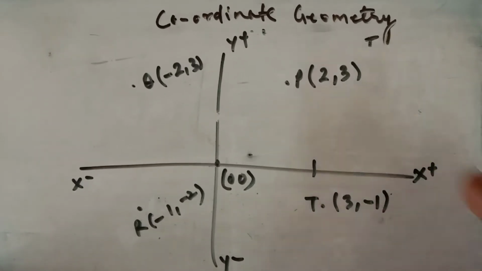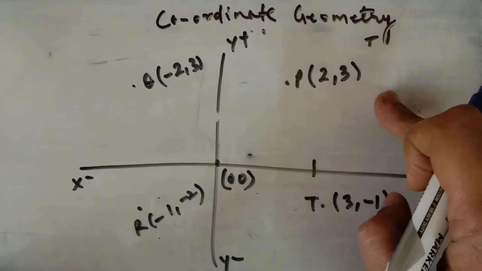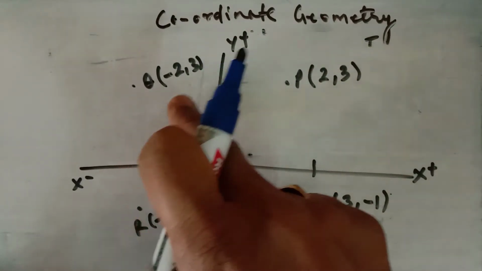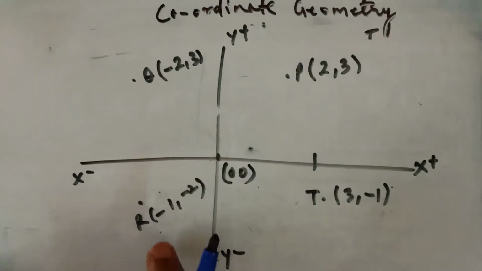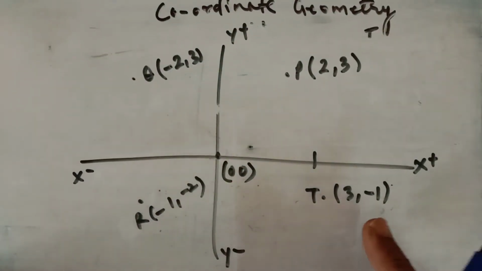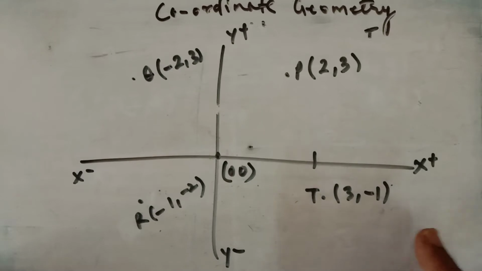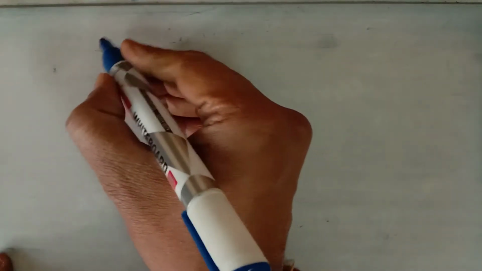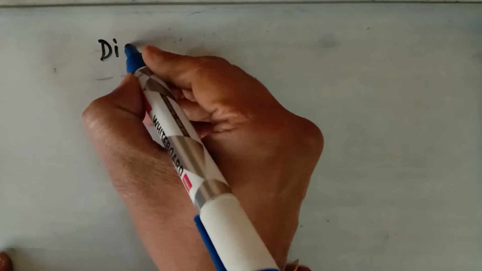In the first quadrant, the x coordinate and y coordinate both are positive. In the second quadrant, the x coordinate is negative and the y coordinate is positive. In the third, both are negative. In the fourth quadrant, the x coordinate is positive and the y coordinate is negative. These are the basics you have done in class 9th. Now here in class 10th, the first topic is the distance formula.